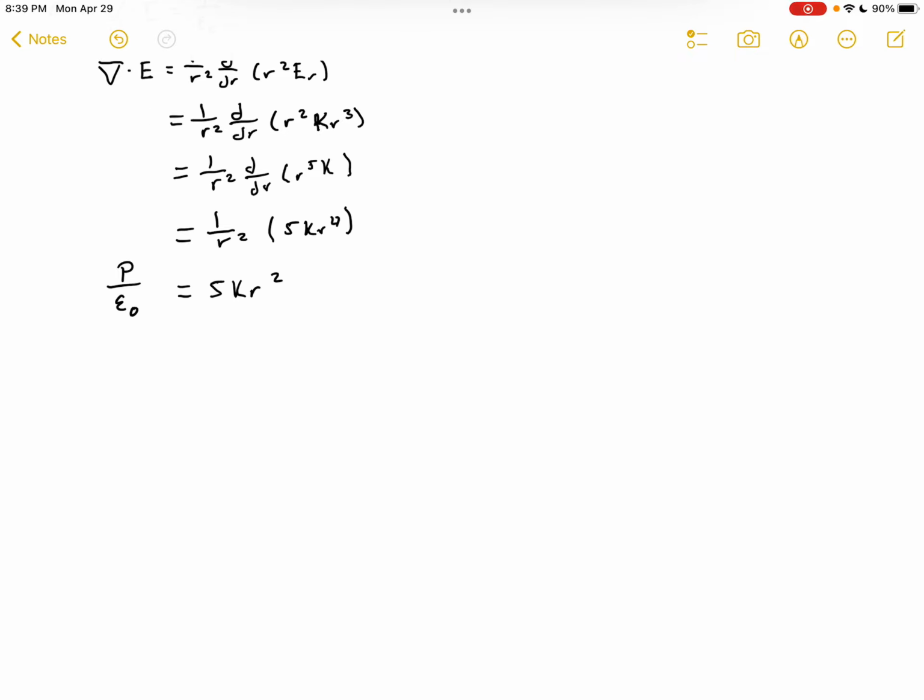So to find our charge density rho, we simply multiply by epsilon naught. So we get 5 epsilon naught k r squared. And that's our final answer.